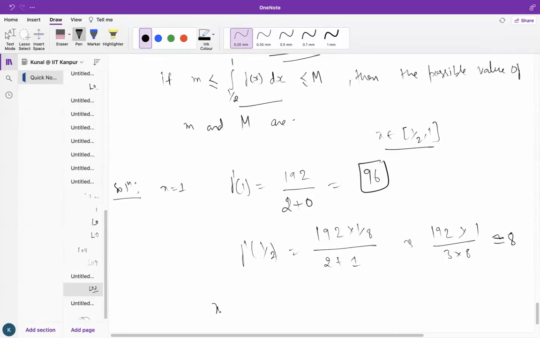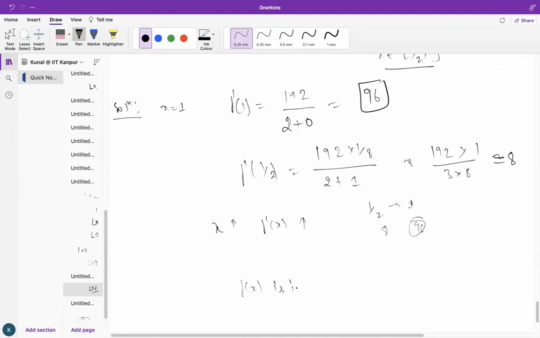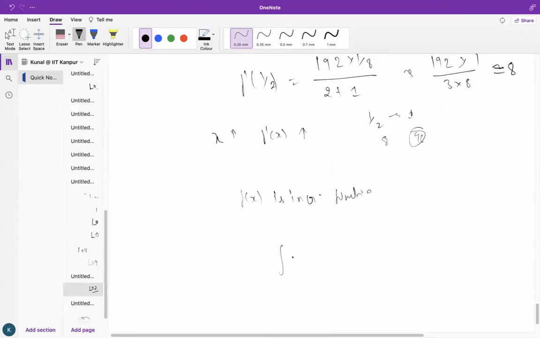So here we got that as x increases, f dash x also increases. Our x value went from 1 by 2 to 1, and f dash x also went from 8 to 96. That means our function is an increasing function. So we will know that the integral of f dash of x dx from 1 by 2 to 1 will be greater than or equal to b minus a, where this is a, this is b, so 1 by 2 and f dash of 1 by 2.